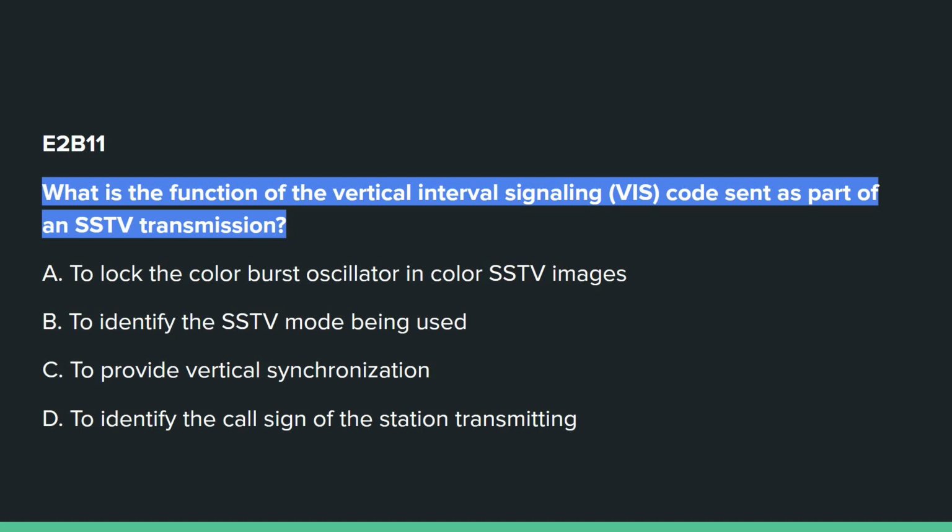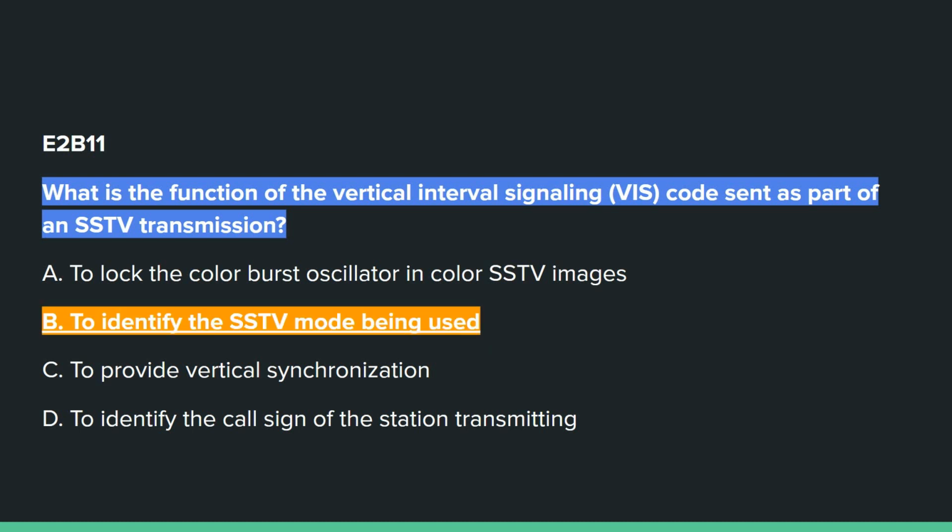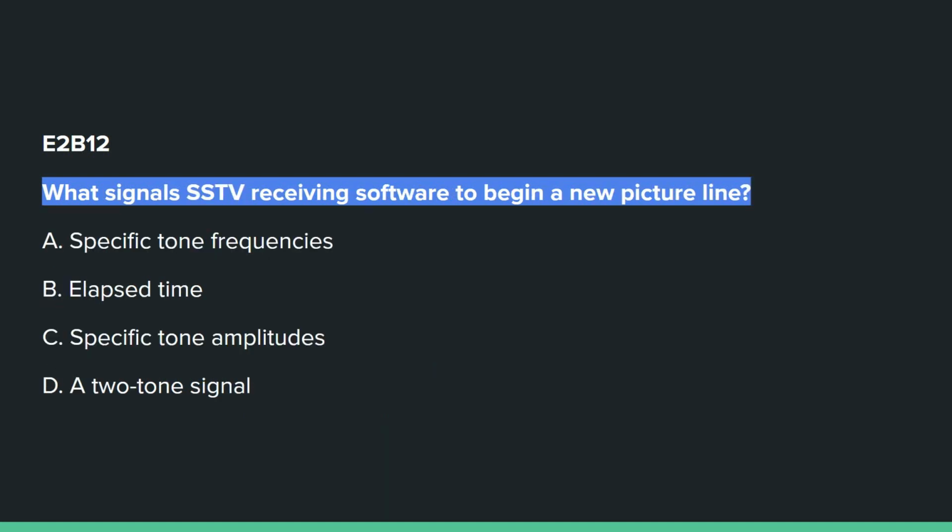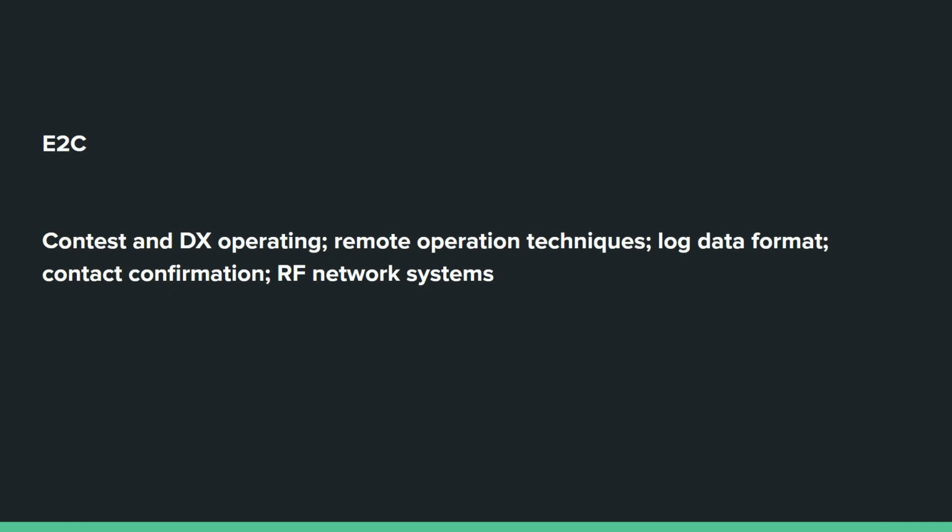E2B11, what is the function of the vertical interval signaling code sent as part of a SSTV transmission? B, to identify the slow scan TV mode being used. E2B12, what signals slow scan TV receiving software to begin a new picture line? A, specific tone frequencies.